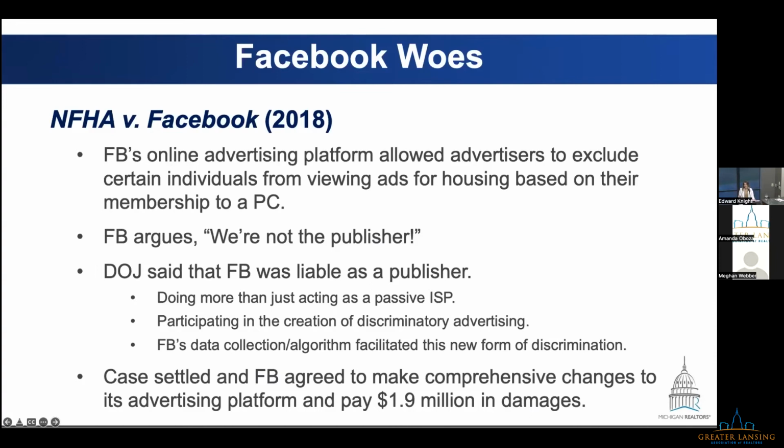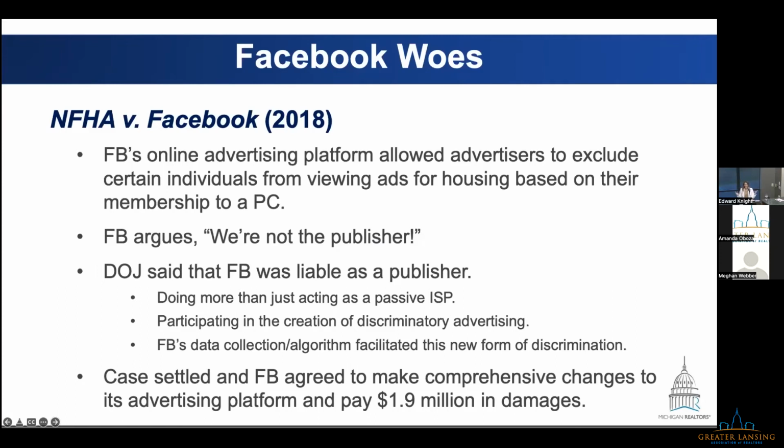Facebook, of course, argued that they were not a publisher of these advertisements, so they should not be held liable for any fair housing violations that stemmed from those advertisements. Their argument was that they were just like Craigslist. They were a passive website who was just facilitating a place for people to post stuff. But the court didn't buy that argument from Facebook. The Department of Justice got involved in this one and said that Facebook should be held liable as a publisher, and they should be liable for these fair housing violations.